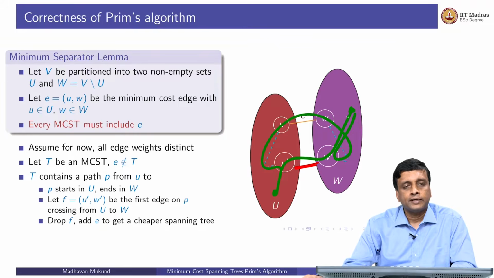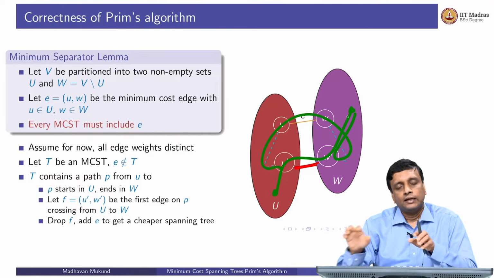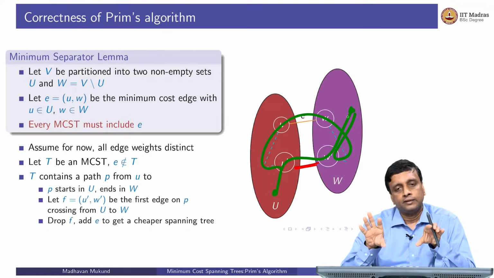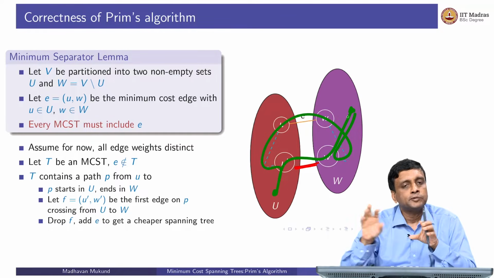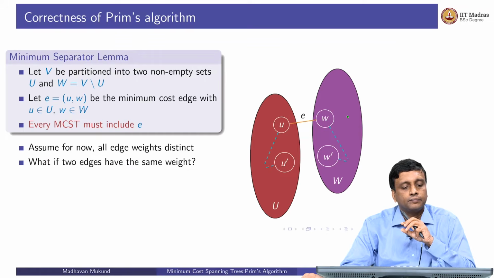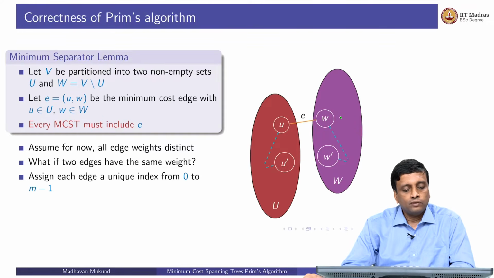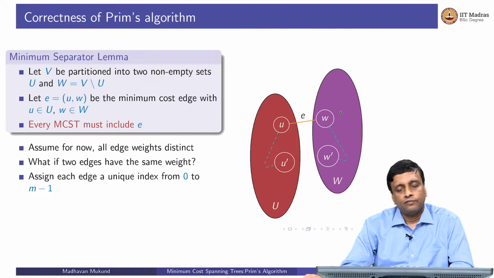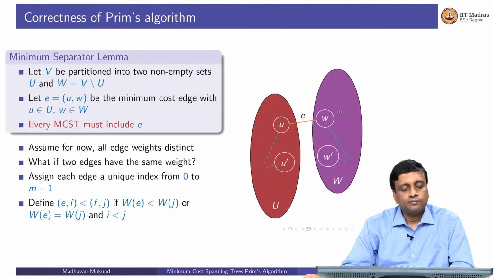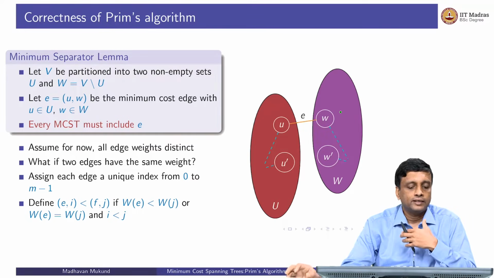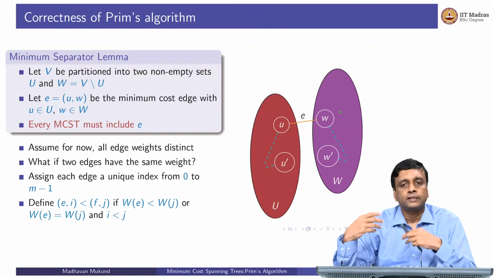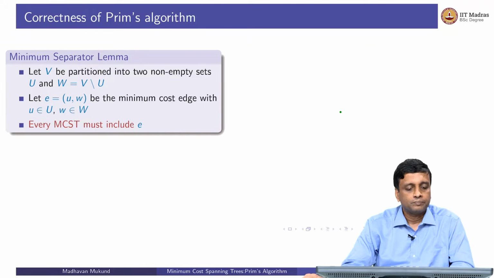So this minimum separator lemma is very powerful. It says that if I take every way of partitioning my graph, then the smallest edge connecting these two partitions must be there in every spanning tree. Right? So what if two edges have the same weight? Well, then we will break ties by assigning some index, and we will say that one edge is smaller than another edge either if it has a lesser weight or it has a smaller index, right? And then in that sense we will say that the smallest edge must always be there.